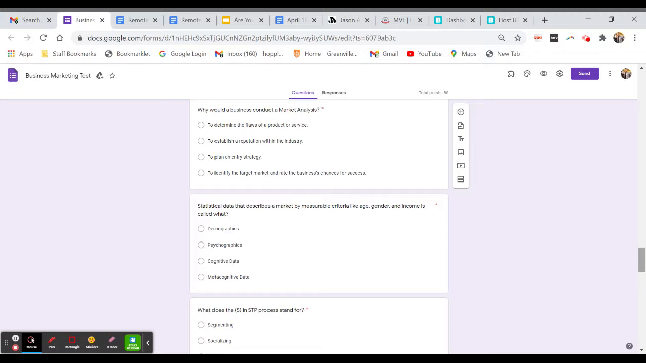Why would a business conduct a market analysis? To determine the flaws of a product or service, to establish a reputation within the industry, to plan an entry strategy, or to identify the target market and rate the business's chance for success.